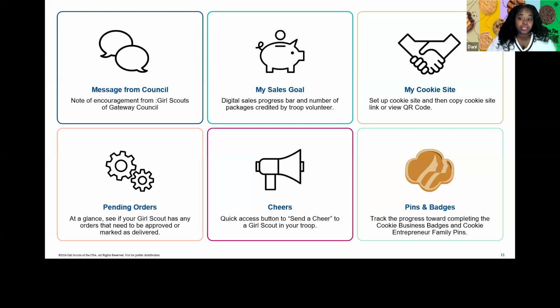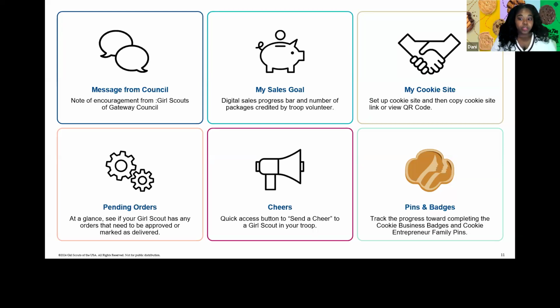Pending orders. This is the section where you'll be notified if there's any orders that need to be approved or reminding of orders to be marked delivered. We will talk more about approving orders, but just a heads up, a Girl Scout and caregiver will have 5 days to approve the order before it is canceled.